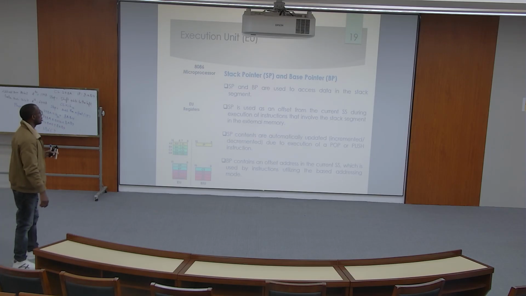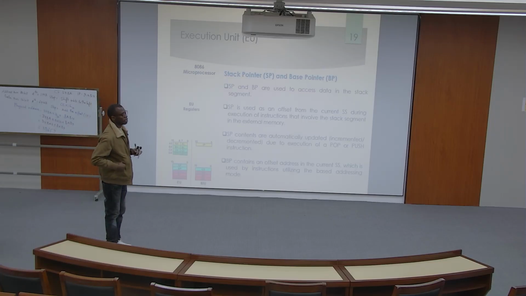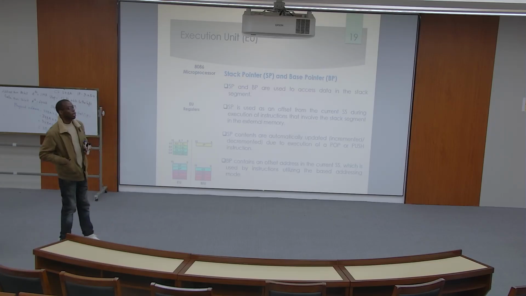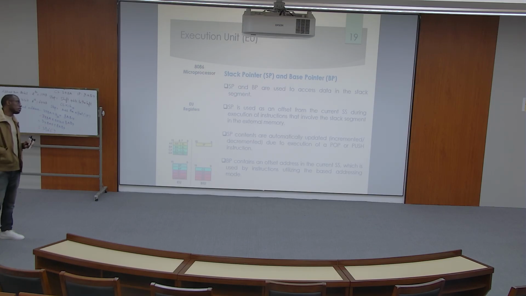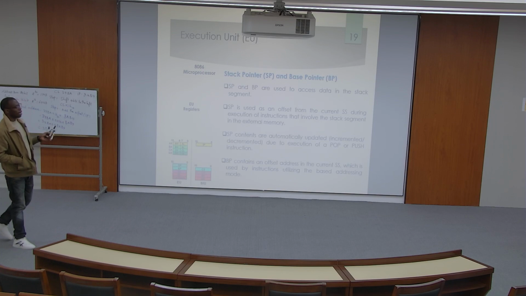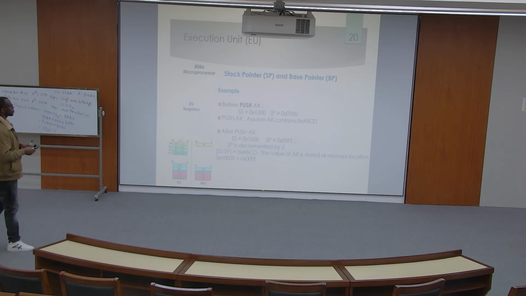The stack pointer content has to be updated automatically, that is incremented or decremented, due to the execution of a pop or a push instruction. Now, the base pointer, on the other hand, contains the offset as well in the current stack segment, which is used by instructions which apply the base addressing mode. Now here we have an example.